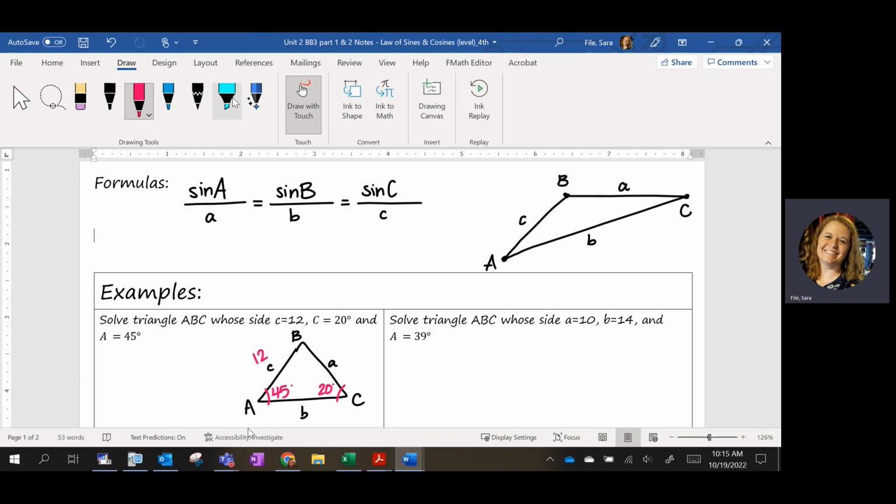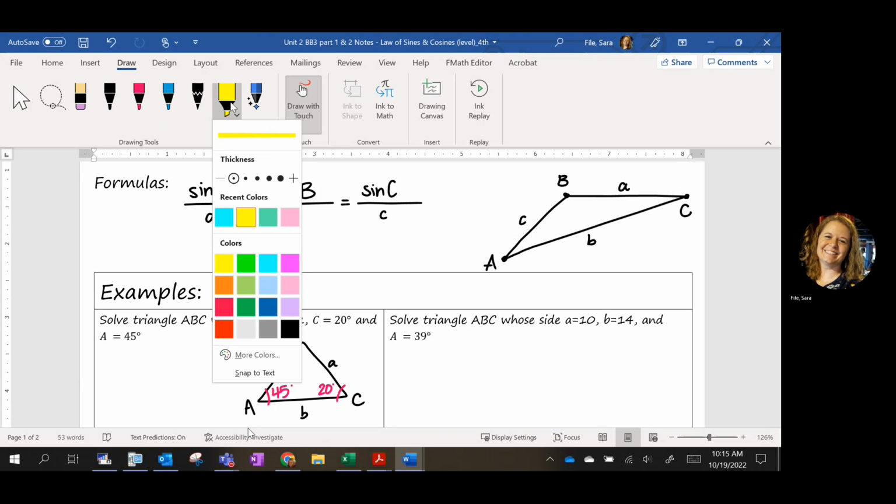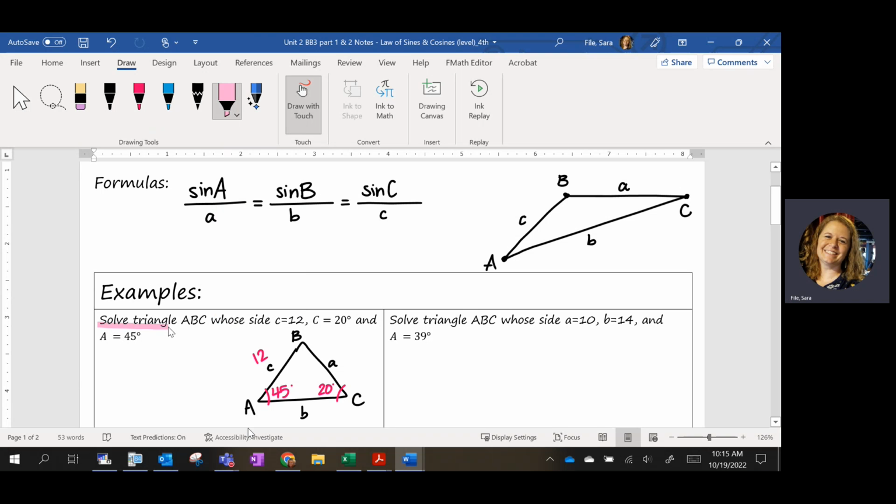When you see these instructions, solve the triangle, do y'all know what that means? Both examples here say solve the triangle. What does that mean we're looking for? Solve what part of the triangle? Do y'all know? Say it again. So like angles. Yeah, it is angles, but it's also sides. It's everything that is not given.